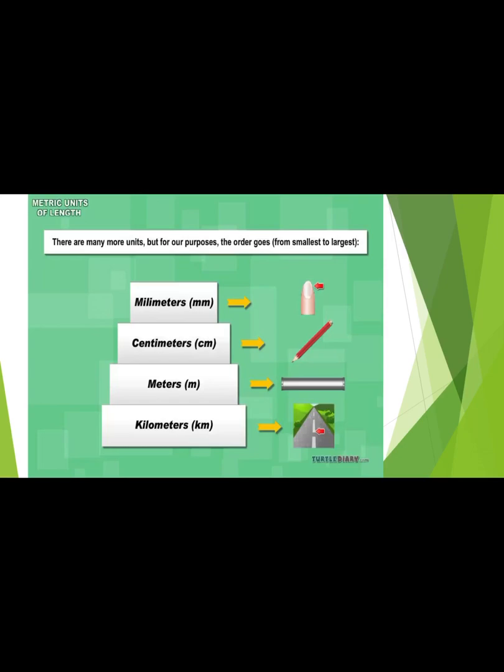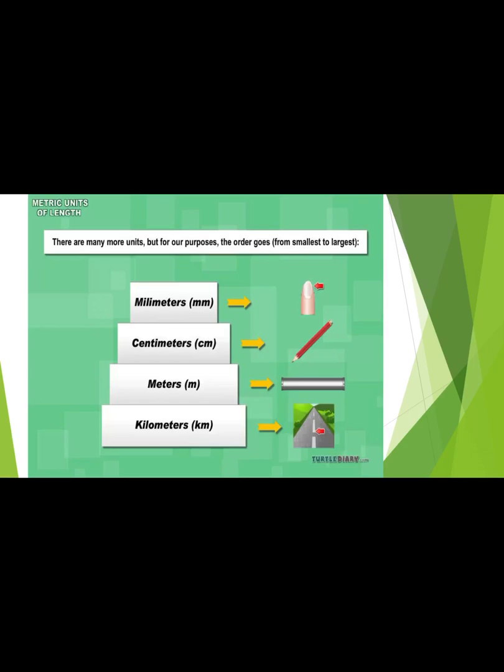Now there are many more units, but for our purposes the order goes from smallest to largest. First we will use the smallest unit, millimeters, the short form is mm, then centimeters, cm, then meter, m, then kilometers, km. Here you can measure the length of your nail by using the millimeter unit.